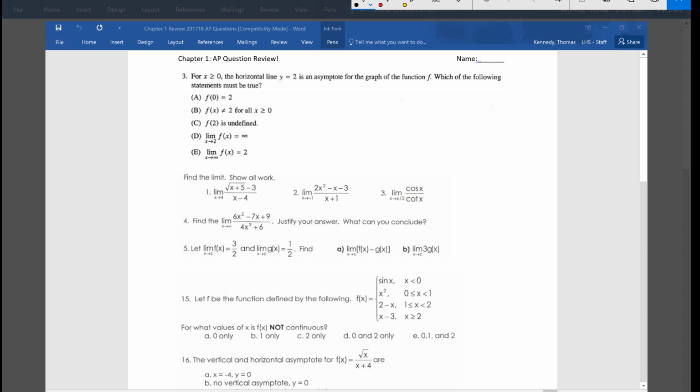So it says we have a y equals 2 asymptote to our graph. Which of the following are true? F of 0 equals 2, that's ridiculous. There's no reason that would be true. That's like the y-intercept. That has nothing to do with the horizontal asymptote. It says we can't be equal to 2 for all x. This one's kind of reasonable, but there is a case where this could not be true, and I talked about it to some people in class.